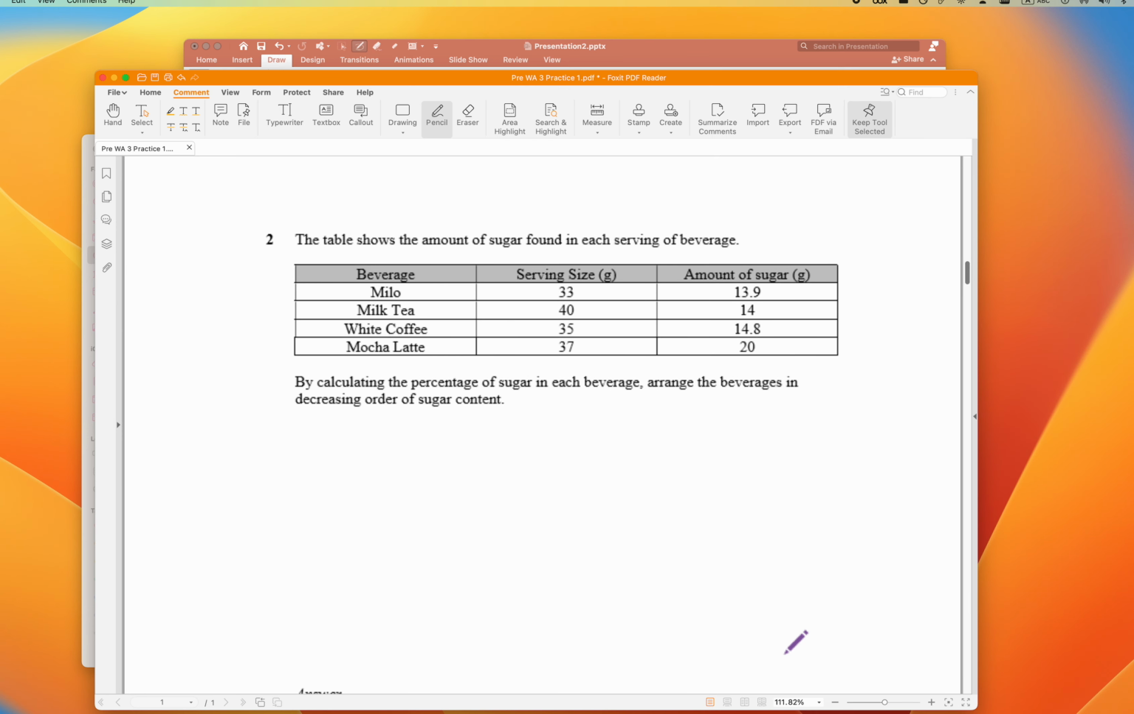Okay, next, this is about percentage, in decreasing order. First get the percentage out first. This is the sugar level, then this is the serving size, so you use this divided by this. Wait, in decreasing order? The answer is supposed to be in decreasing order, you are right. But before you can arrange them, you need to get each one out first. If you don't get each out, how do you know which one is bigger? You understand me? Okay, good.